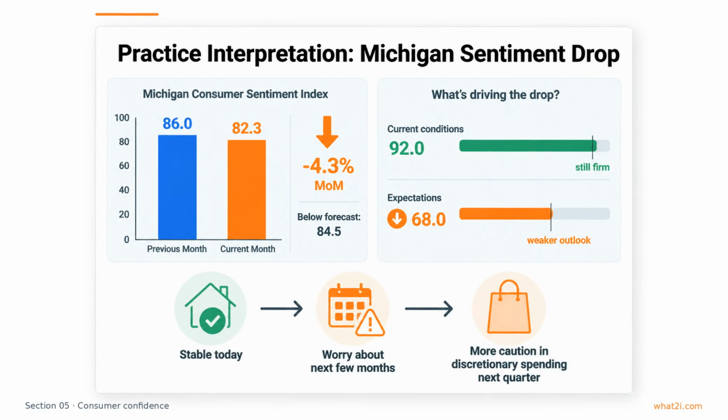A drop in Michigan sentiment from 86.0 to 82.3 is a meaningful month-over-month decline of about 4.3%. If the reading also misses a forecast of 84.5, the market may treat that as a modest negative surprise. But the detail matters. If current conditions remain relatively firm at 92.0, then households may not be reporting major stress in the present moment. The weakness is likely showing up more in expectations, which suggests growing concern about the near future. That kind of split often points to caution in upcoming discretionary spending rather than a collapse in current activity.